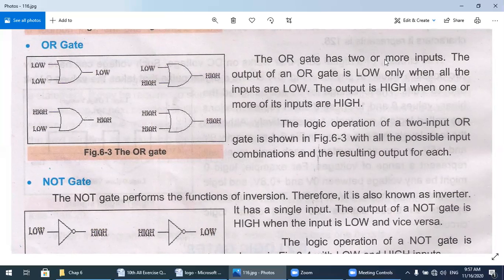The OR gate has two or more inputs. The output of an OR gate is low only when all the inputs are low. The output is high when one or more of its inputs are high. The logic operation of the two input OR gate, watch here, there are two inputs and one output.